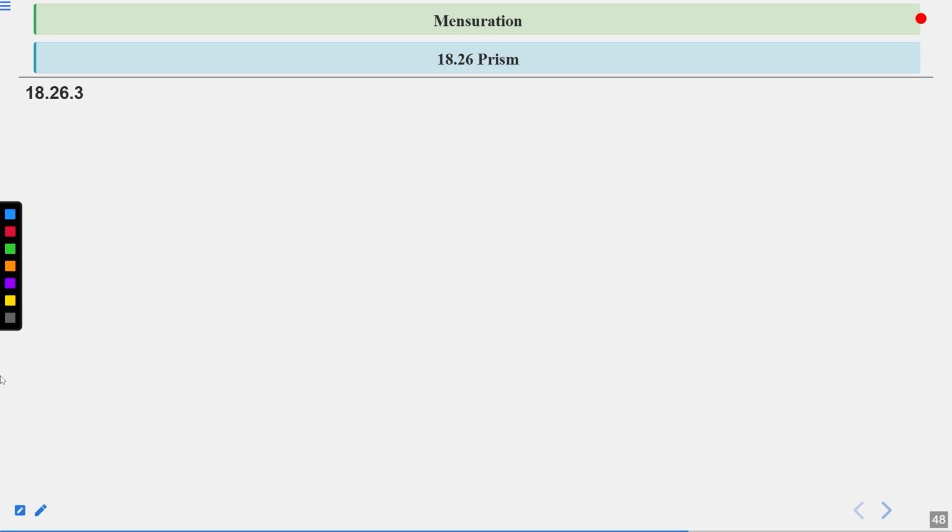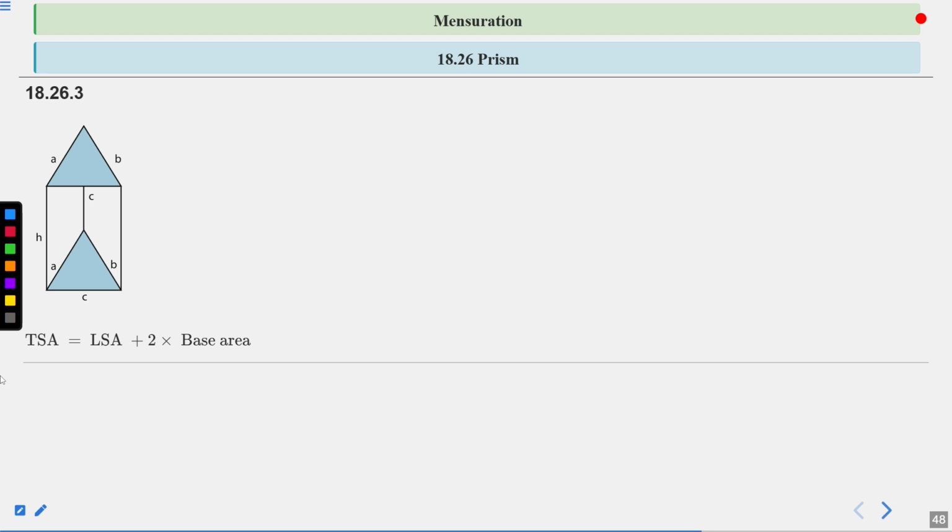18.26.3, formula of the prism. So we can say that this is the diagram of the prism. The total surface area becomes the lateral surface area plus 2 times the base area. Then we get the total surface area of the prism.